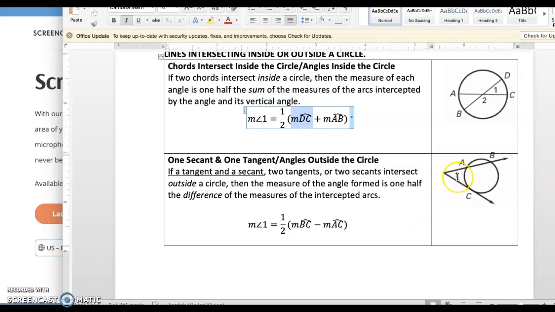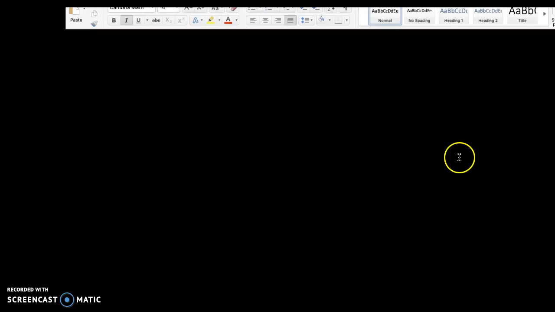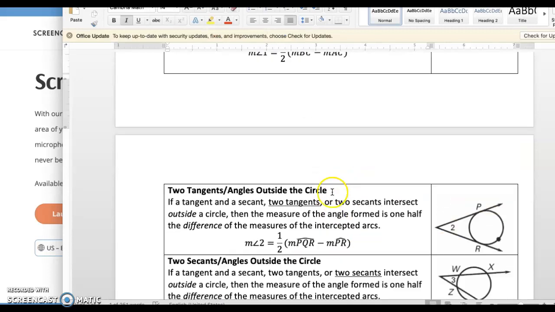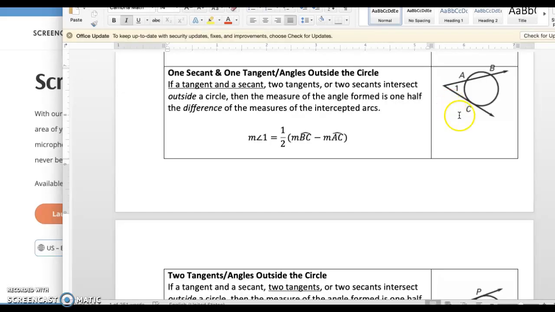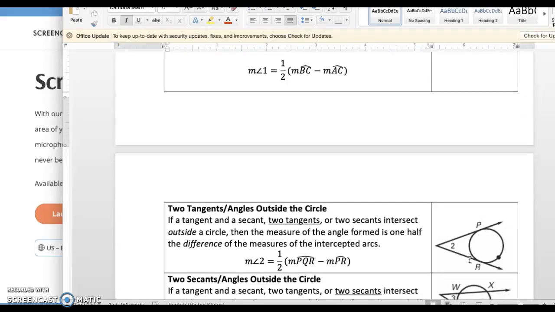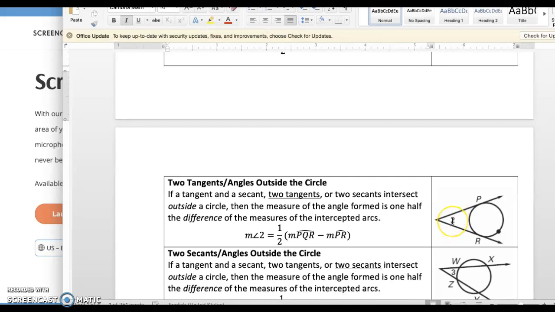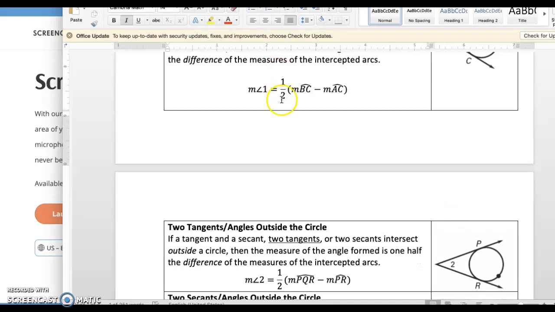So notice angle 1 is intercepting arc AC, and it's also intercepting arc BC. So you want to take the difference of BC and AC. And remember, difference means subtraction. Always put the bigger arc first because we don't want negative values. These other two are the exact same math as the example here. It's just showing you how the angles can be drawn a little bit differently when the angle is outside the circle. So once again, when the angle is outside the circle, you want the difference of the two arcs that it would be intercepting, and you cut that arc in half as well.